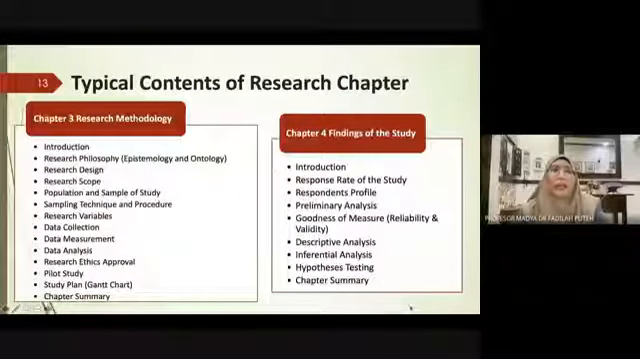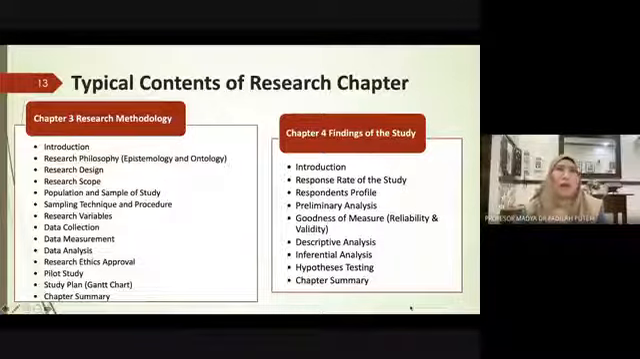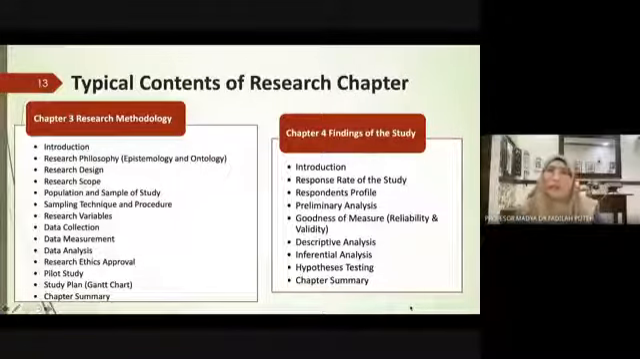All right, in chapter 3, these are some of the typical contents. I have examined nearly 20-25 theses, PhD and master. So my observation is these are some of the typical contents of this chapter 3, and also the typical contents of chapter 4. These are what you report in your chapter 4.